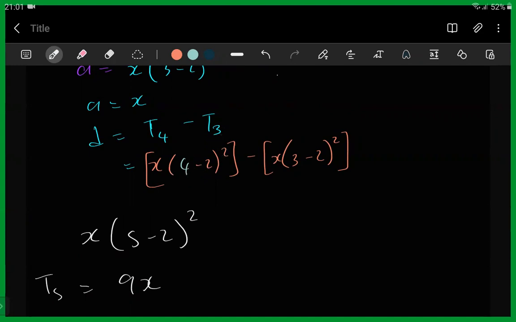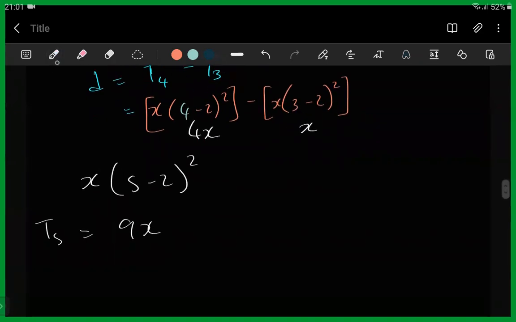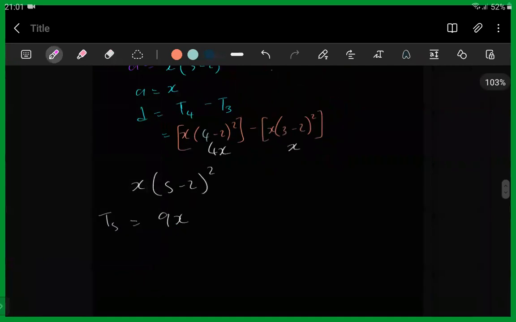2 squared is 4. So this would have been like 4x. This, we worked it out, it would have been just x. So let's actually see if it's geometric. It could be none. It looks like it's quadratic. And I think I see why it is quadratic.